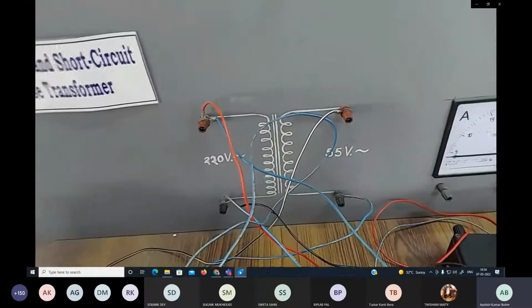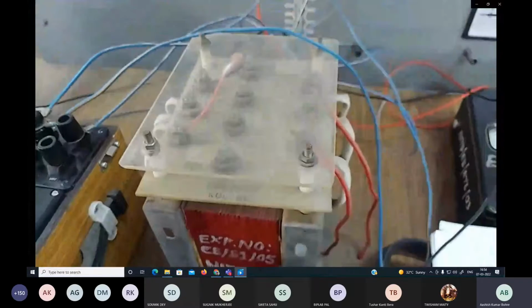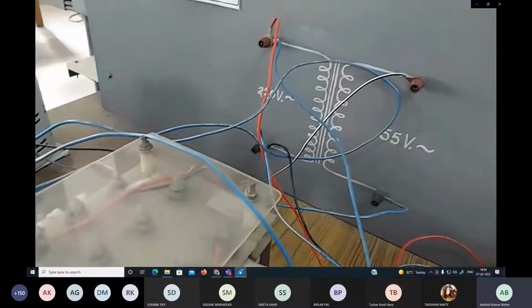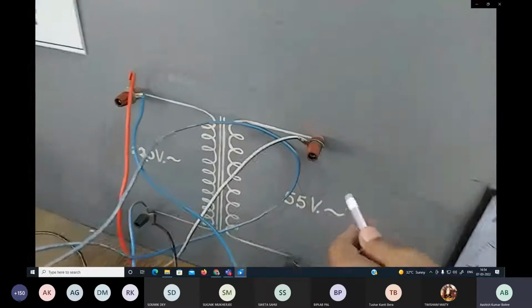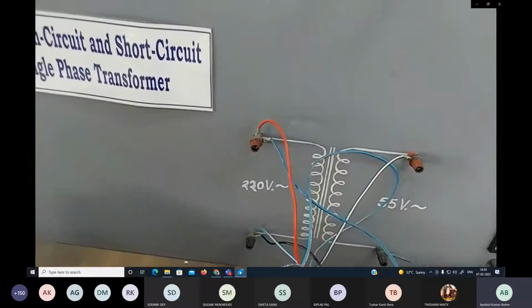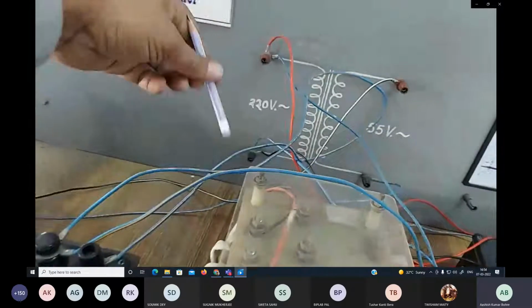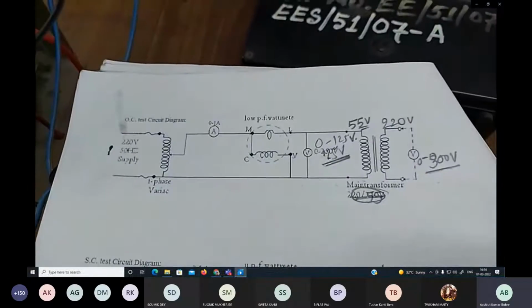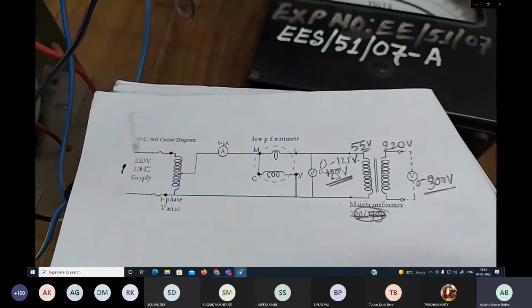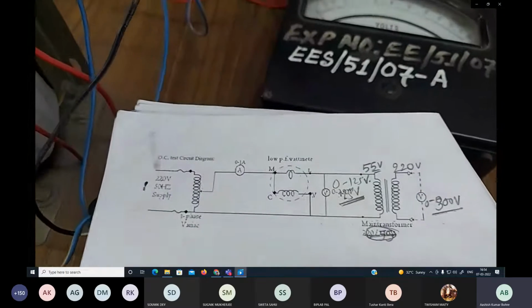So this is basically the single phase transformer. From here you can check, this side is the 54 volt side, and this one here is basically the 220 volt side. First we have to see the connection diagram of the open circuit test. You check this one.